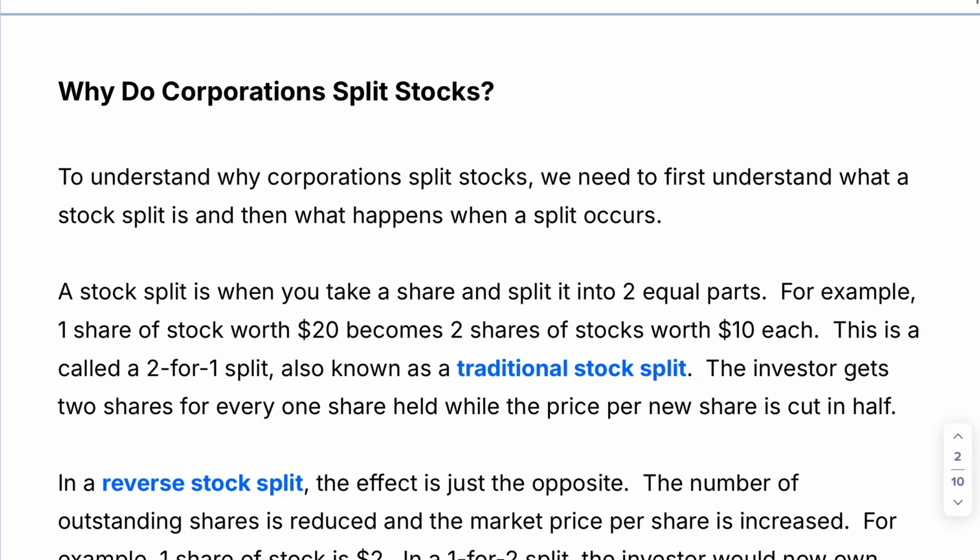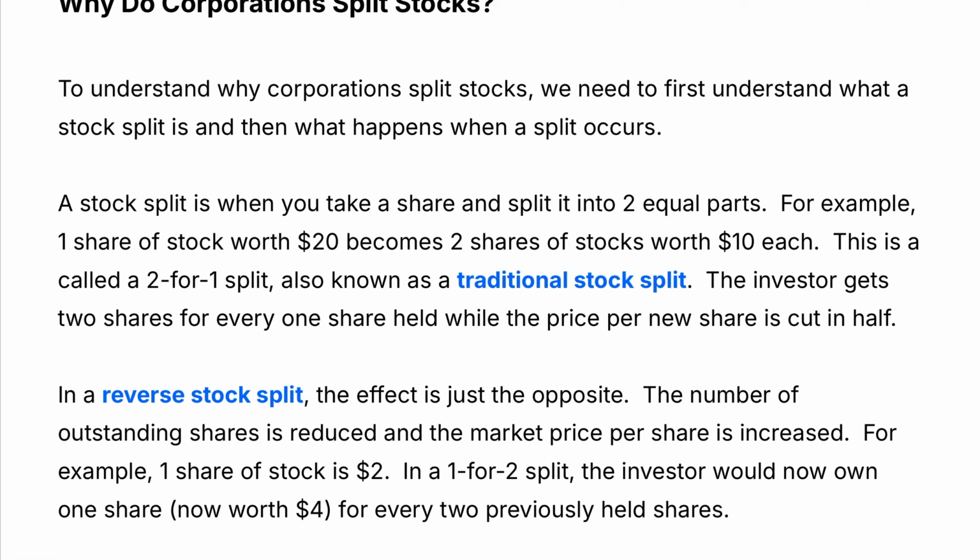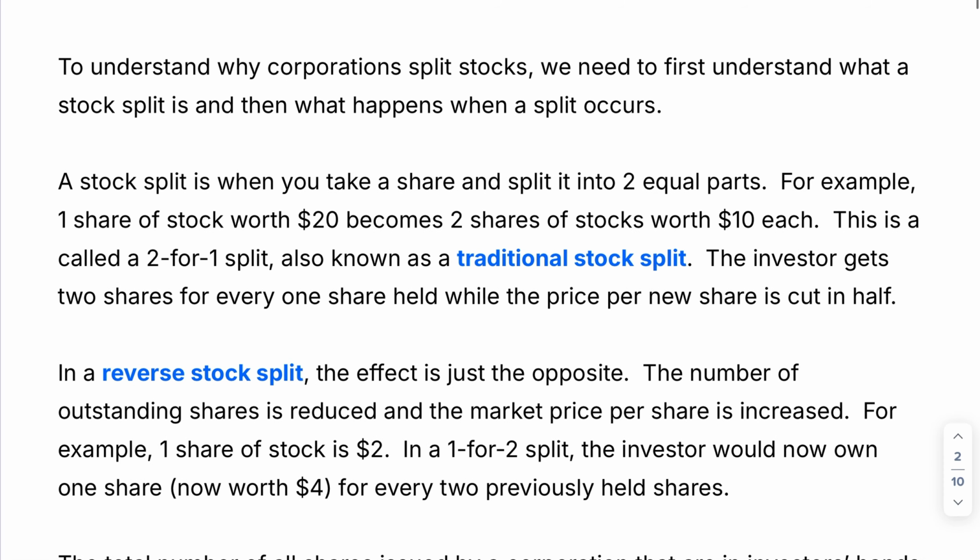Okay, so why do corporations split stocks? Well, to understand this question, we need to first understand what a stock split is and then what happens when a split occurs. A stock split is when you take a share and split it into two equal parts. For example, let's say we have one share of stock that is worth $20. When it's split, it becomes two shares of stock worth $10 each.